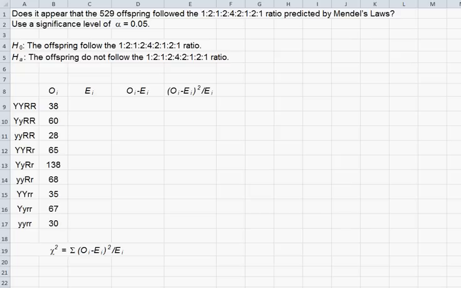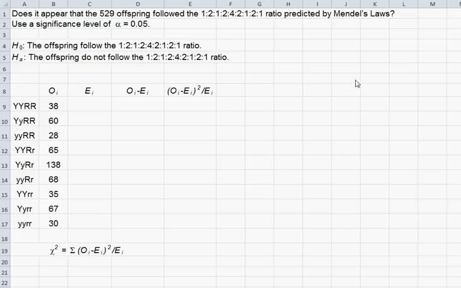In this video, I want to talk about one of the examples that we discussed in class concerning the chi-square test and how the chi-square test is used to determine if a predicted proportion is indeed correct. The question concerns one of Mendel's pea plant experiments.